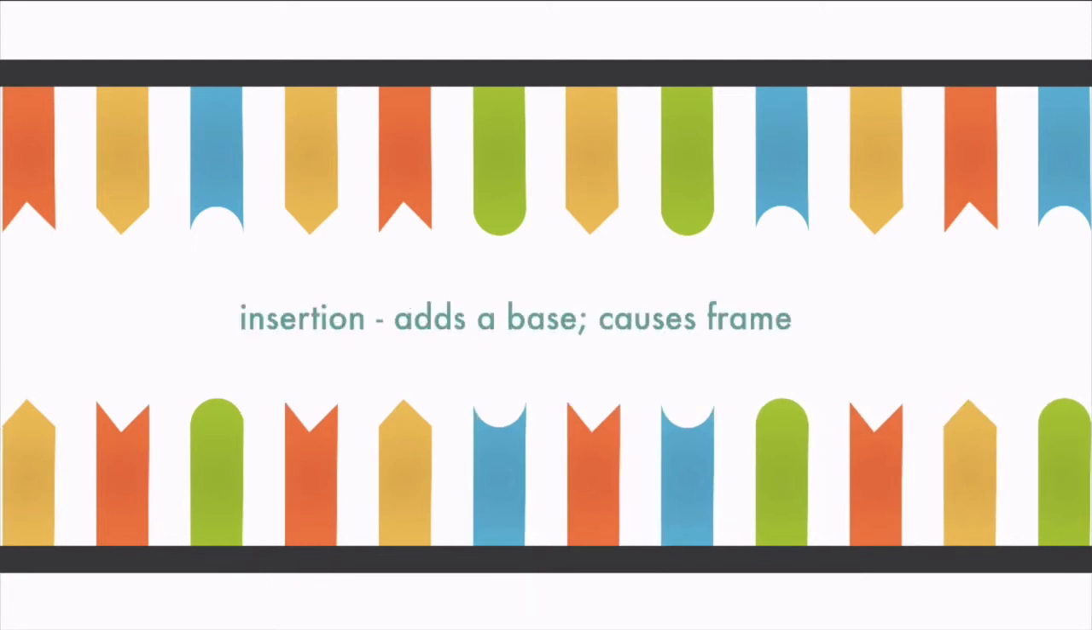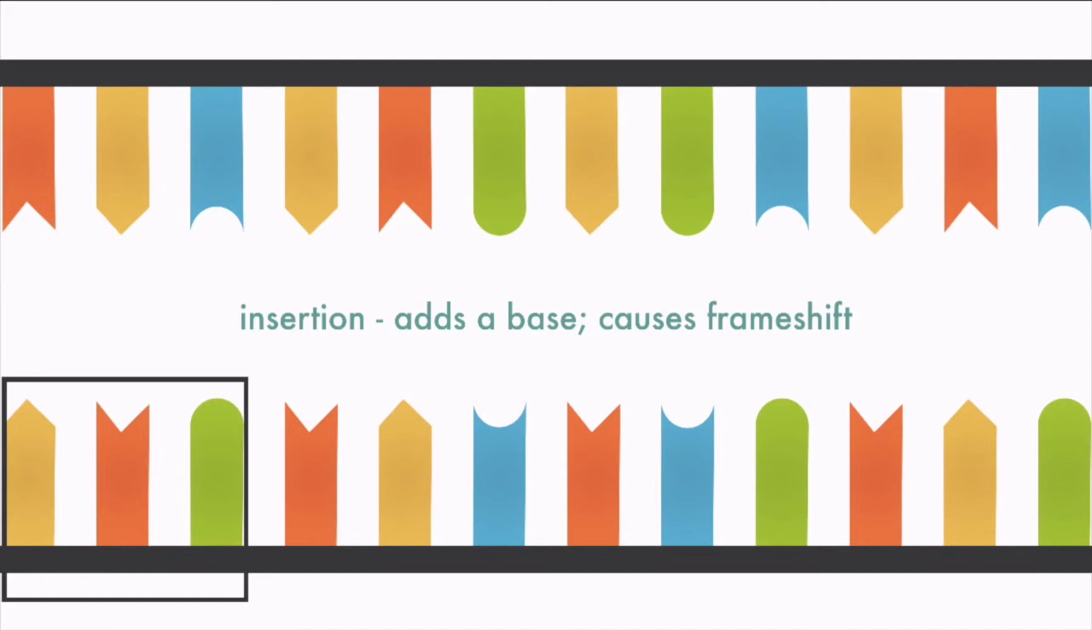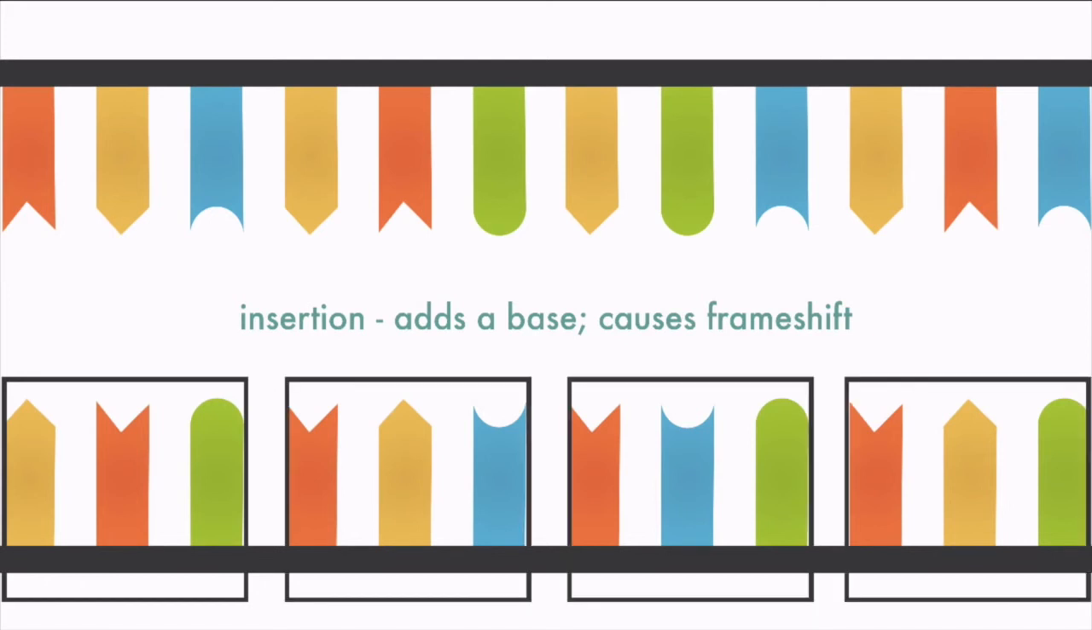An insertion adds a base, but also causes a frameshift, which changes every amino acid after the mutation. Originally, the codons would be formed in this pattern. But after the insertion, the amino acid sequence will change because the bases shift by 1. Again, the resulting protein will likely be non-functional.